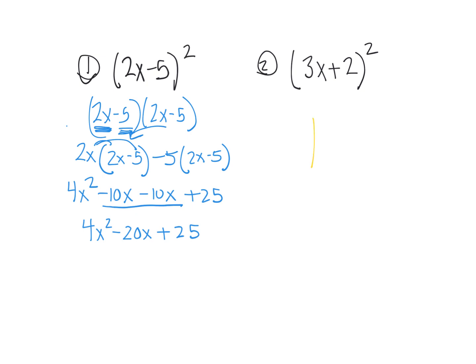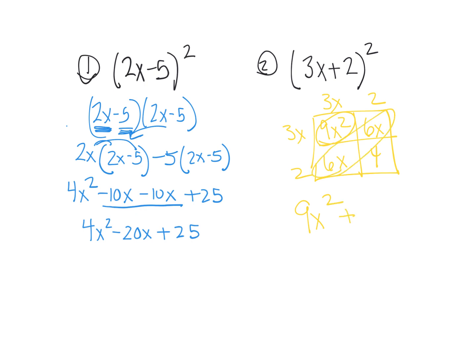Over here, I'll practice this one using box method. So we have 3x plus 2 and 3x plus 2. And that's going to give us a 9x squared, a 6x, and a 4. And so when we look at this, remember that that's going to give us 9x squared. This is going to give us 12x, and this is going to give us 4.